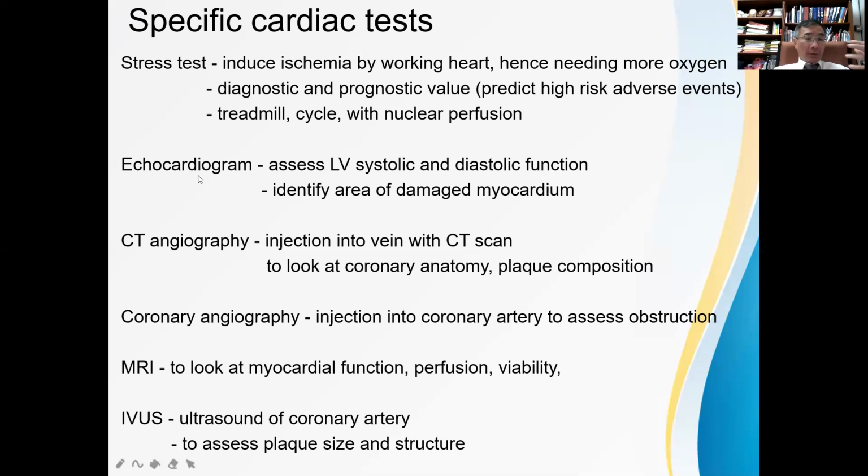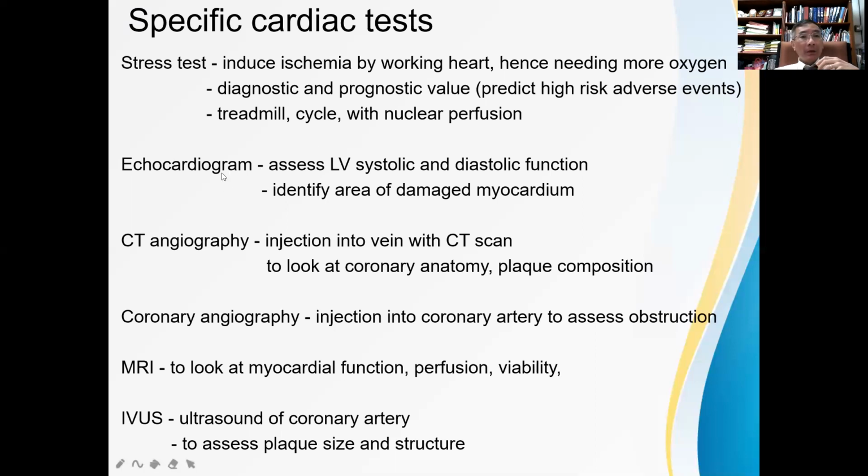The echocardiogram uses ultrasound waves to look at the heart, and you can measure the systolic function, how well the heart pumps, and the diastolic function, how well the heart relaxes. You are also able to identify which parts of the heart cannot move because of damage or dead myocardium.